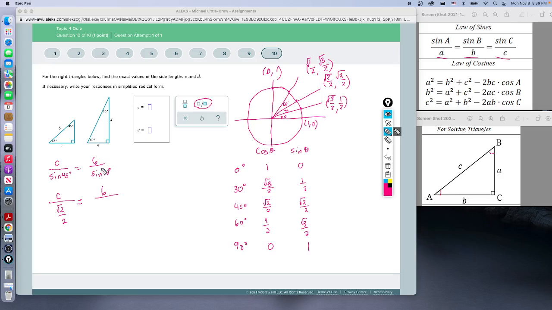Okay, and so sine is over 1, cross multiply, we get that c times 1 is c, 6 times square root of 2 over 2. 2 goes into 6, that's 3, so this is going to be 3 square root of 2. That's what side c is.